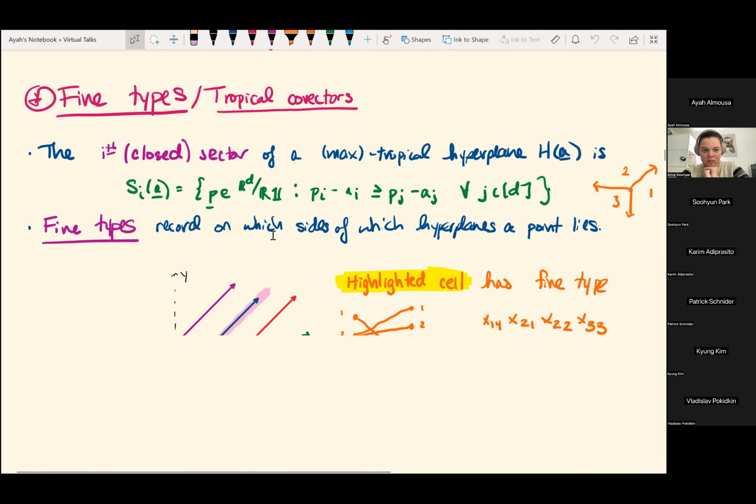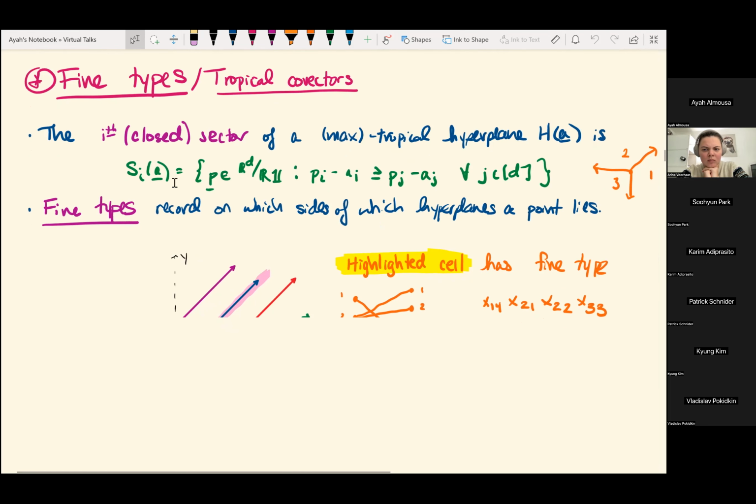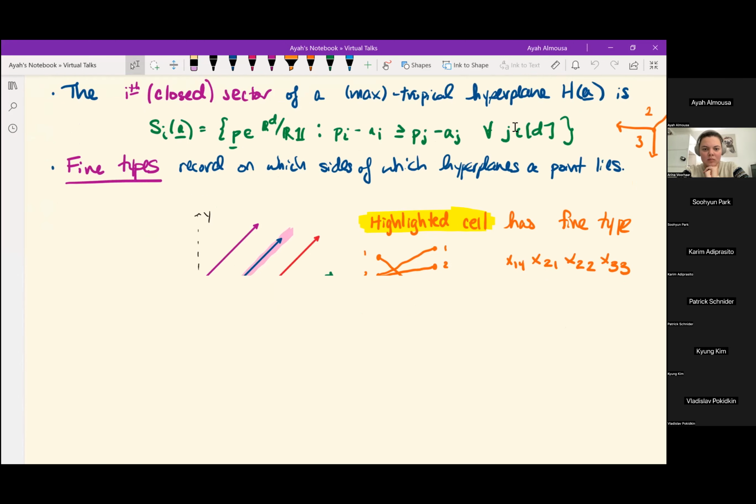And so the fine types are, and these are also called tropical covectors, kind of an analogy with classical oriented matroids. But I'm going to have types and cotypes, and types aren't really vectors of a matroid. So I'm going to avoid using the covector terminology. I'm going to use the type terminology here. So fine types are going to record which side of which hyperplanes your points lie on.